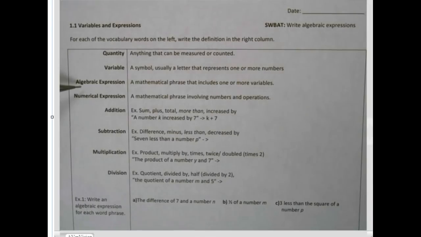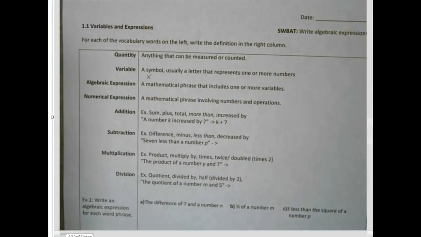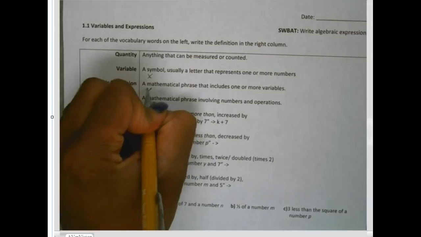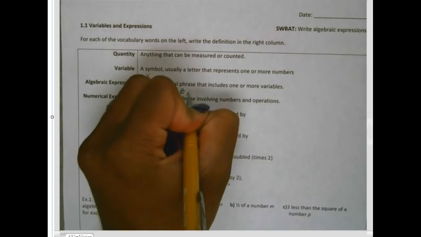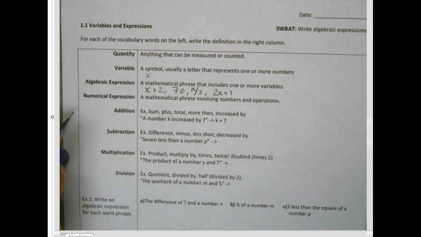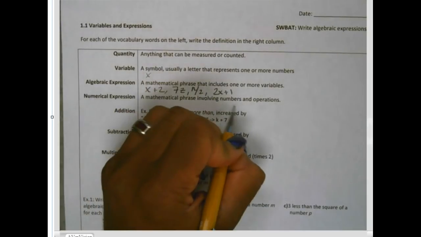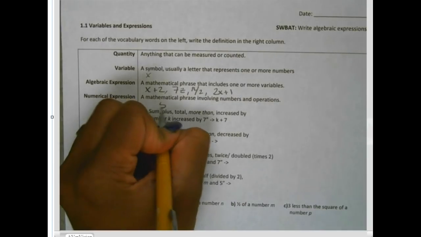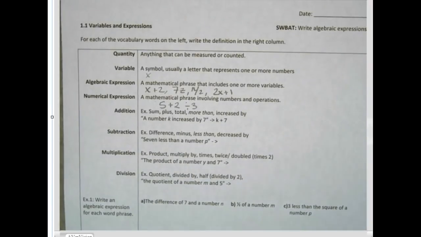Algebraic expression is a mathematical phrase that includes one or more variables. So this might be like x plus 2, for example, or 7z, or n over 2, or 2x plus 1. Those are all algebraic expressions. A numerical expression, on the other hand, is a mathematical phrase involving numbers and operations. So if you had like 5 plus 2 divided by 3, that's a numerical expression.